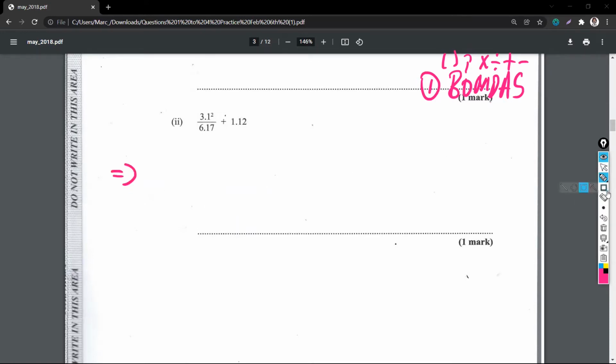Remember the rules are BOMDAS, and the second thing in BOMDAS, guys, is the O, which really means exponents. What does exponents mean? You see this 3.1 squared, guys? You have to do this first. Why do you have to do it first?